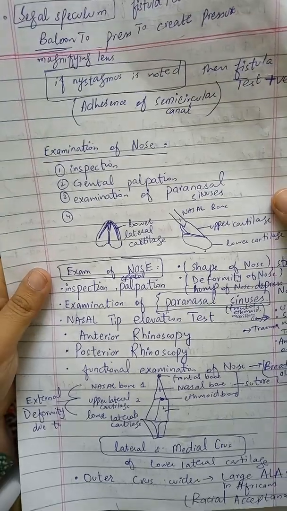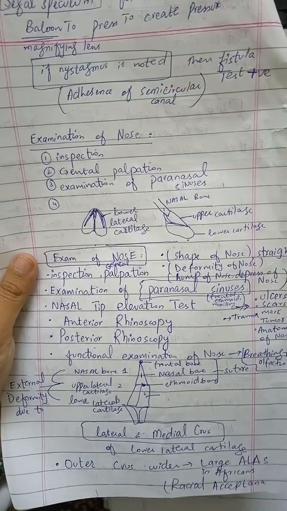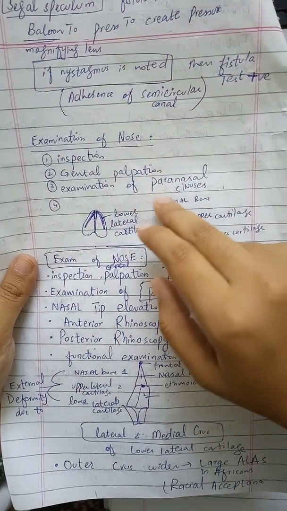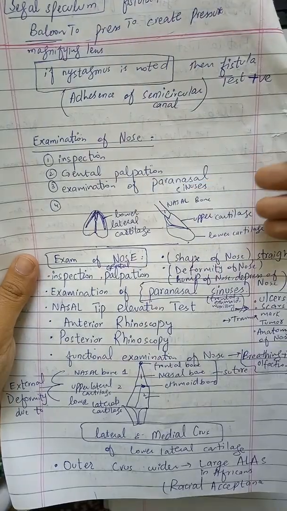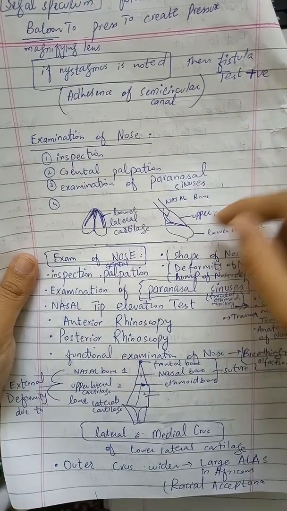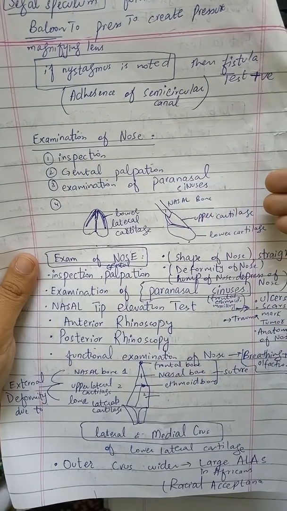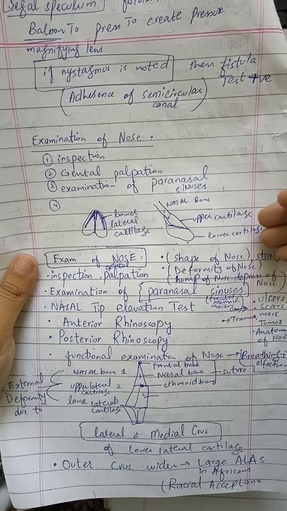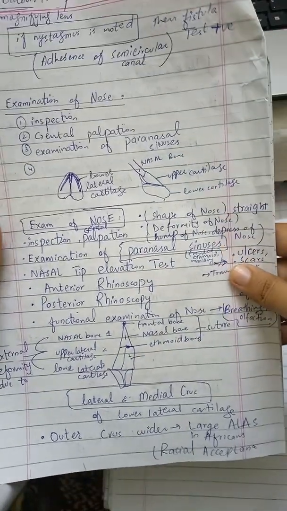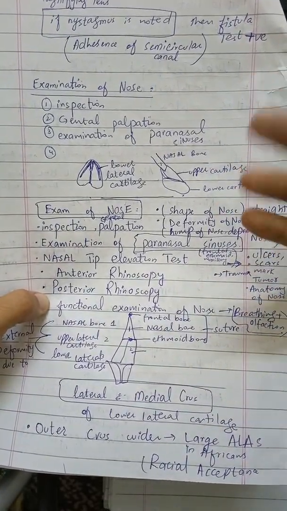And then examination of the nose. First of all, we do the inspection, and then gentle palpation of the nose, and then examination of the paranasal sinuses, in which the maxillary and ethmoid sinuses are included. And there are different kinds of cartilages, the upper lateral cartilages and lower lateral cartilages of the nose, and here the nasal bone.